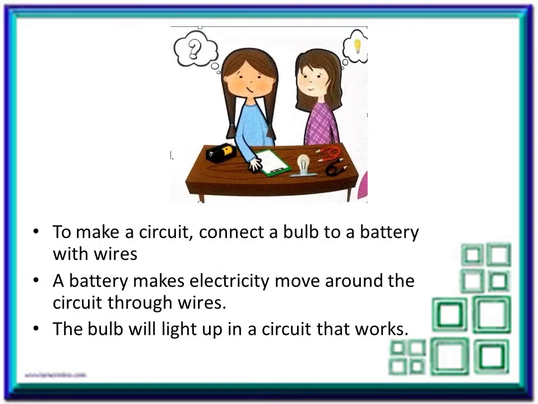Okay. The conclusion in this topic is to make a circuit, connect a bulb to a battery with wires. A battery makes electricity move around the circuit through wires. The bulb will light up in a circuit that works.